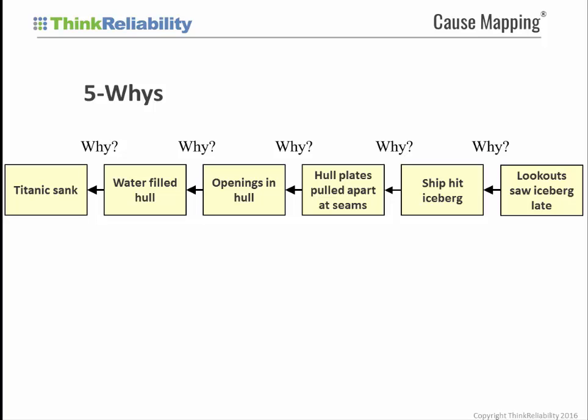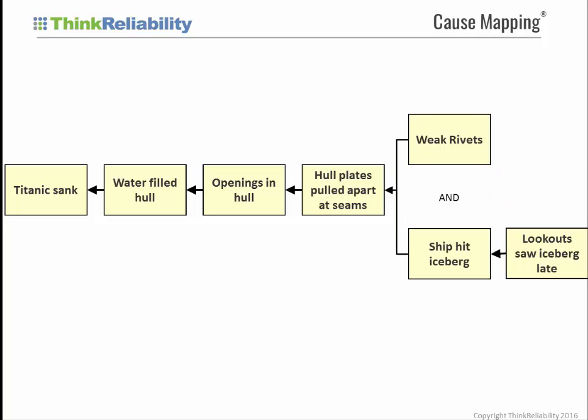Let's take, for instance, the weak rivets. The weak rivets don't play a role in the ship hitting the iceberg, but the weak rivets do play a role in the opening and the steel seams pulling apart. Now what this does is show that the map is going to expand into multiple chains of causes required to produce that effect. Both of those causes are required for the holes to rip apart.